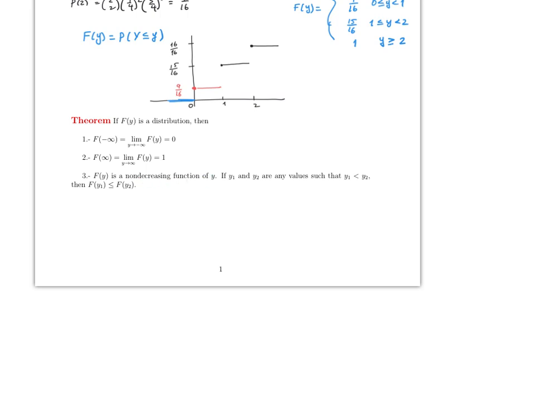So non-decreasing in this case means that f of y1 has to be less than or equal to f of y2 if y1 is less than y2, which should be obvious from here. If we have f of, say, 1.5, which is in here, clearly it's going to be less than or equal to f of 2.2, which is in here. So you can see this is a non-decreasing function.